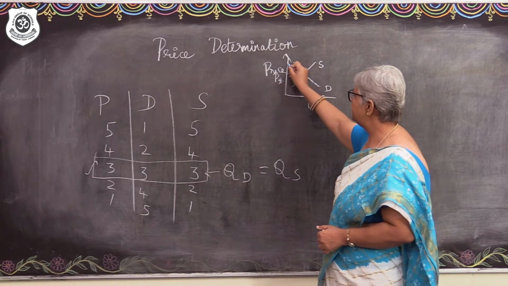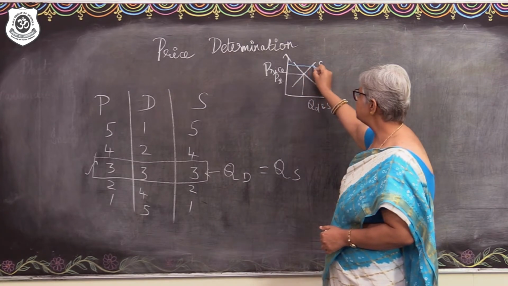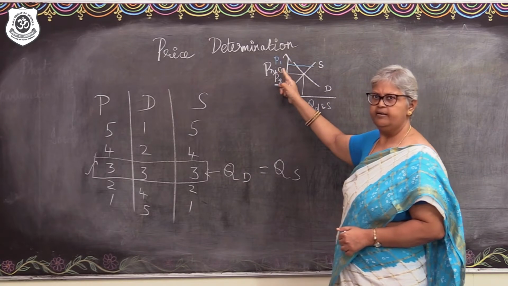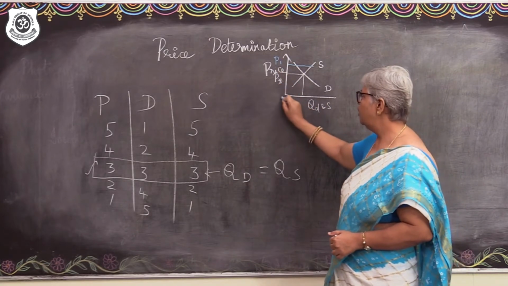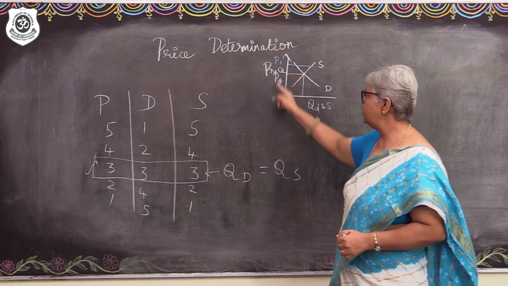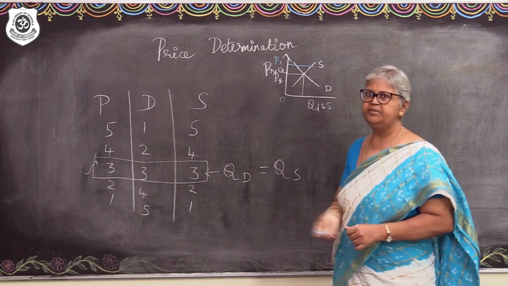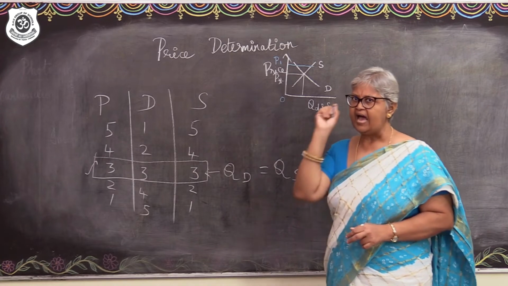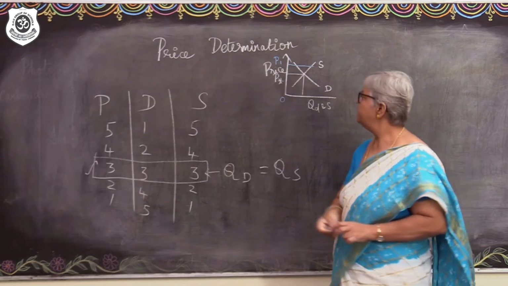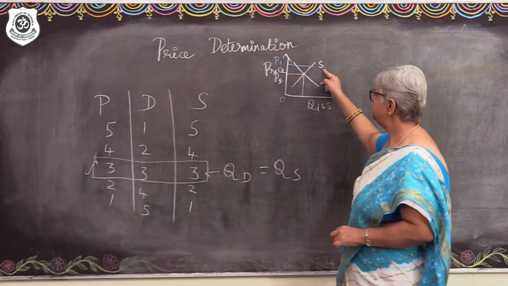Take up a price level, let us say P1, instead of OP star. Let us understand, now the market price is going to be OP1. At OP1 price, look at the supply.